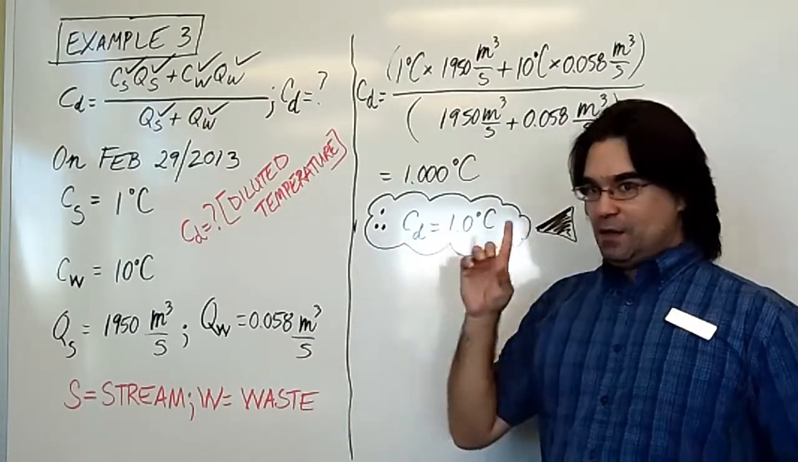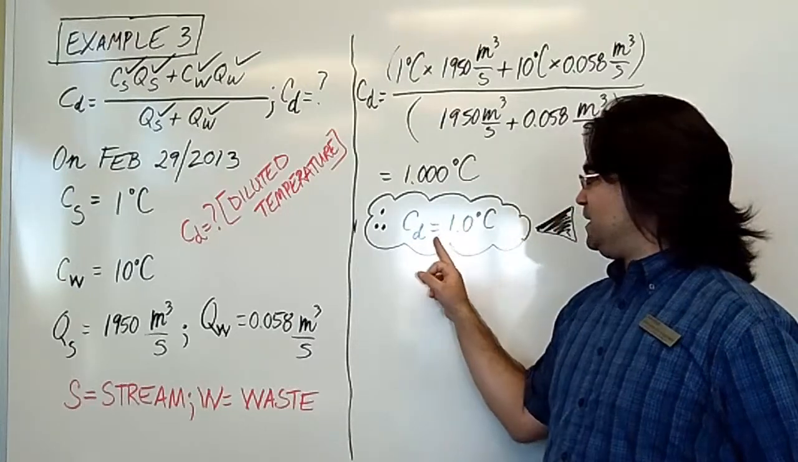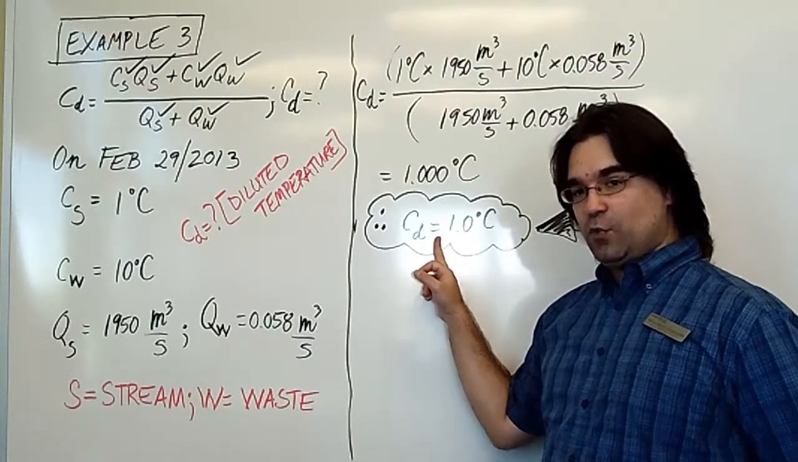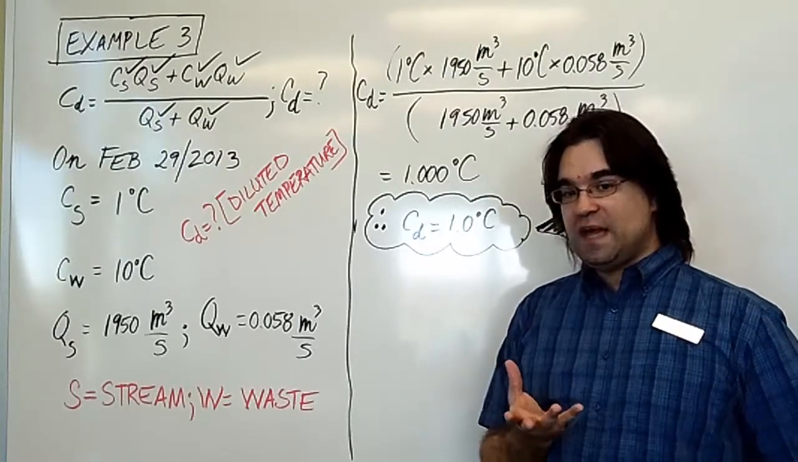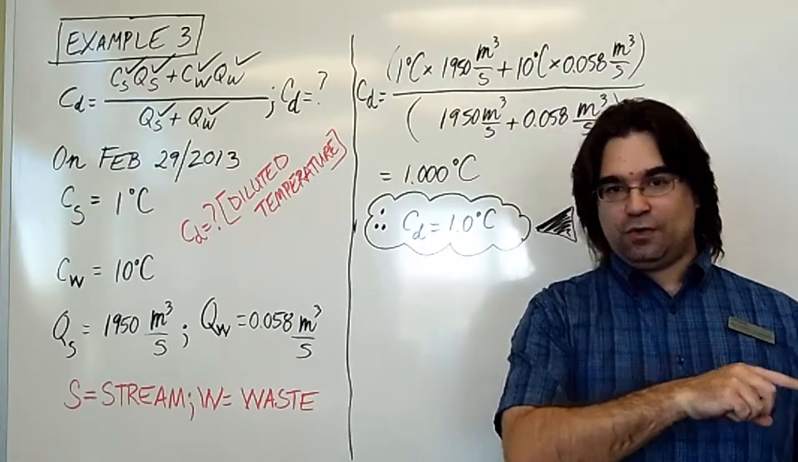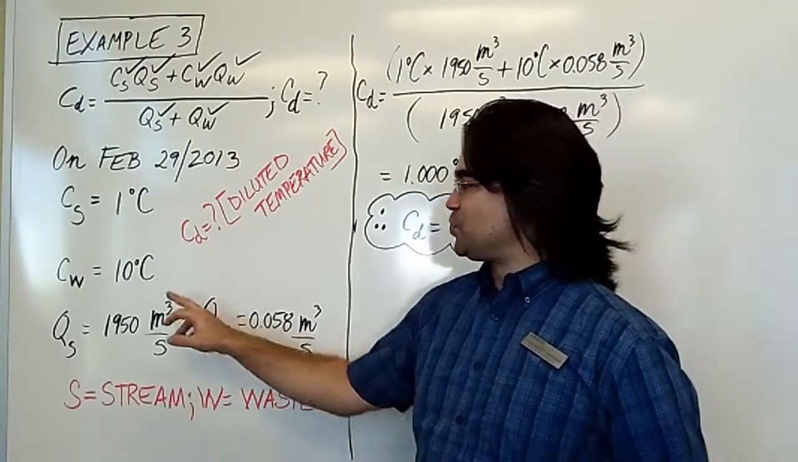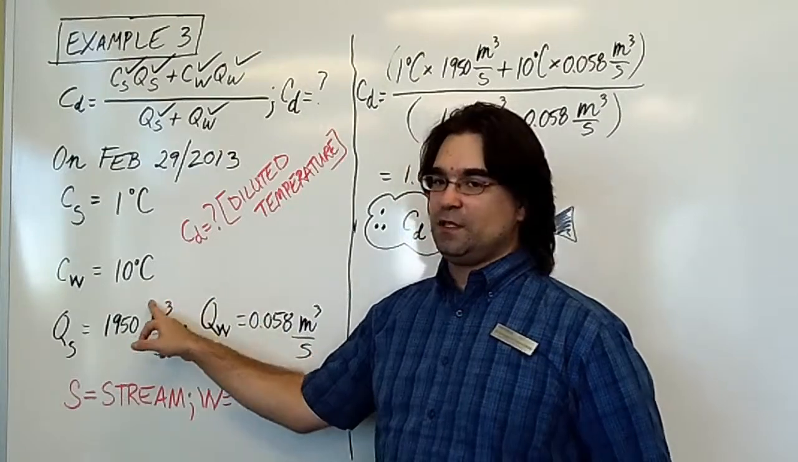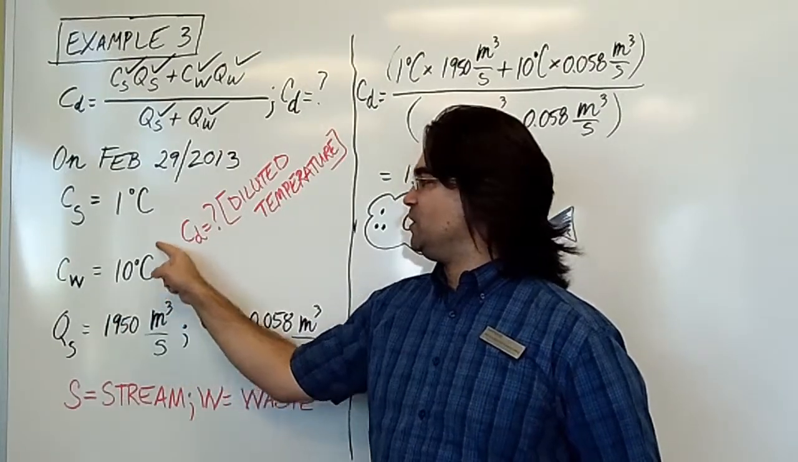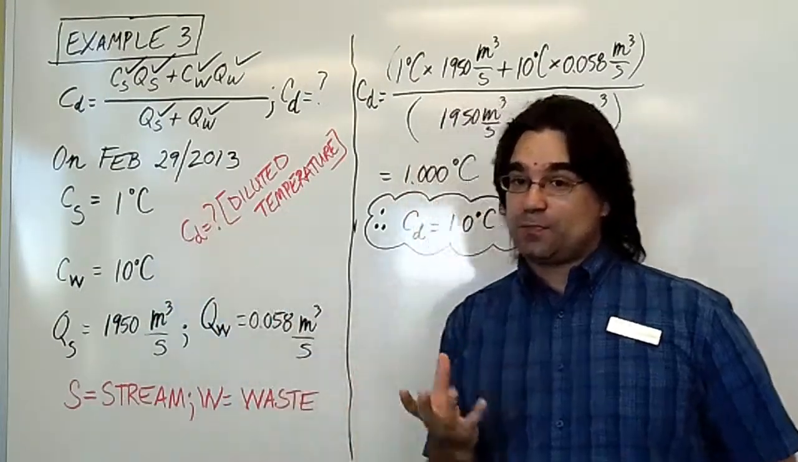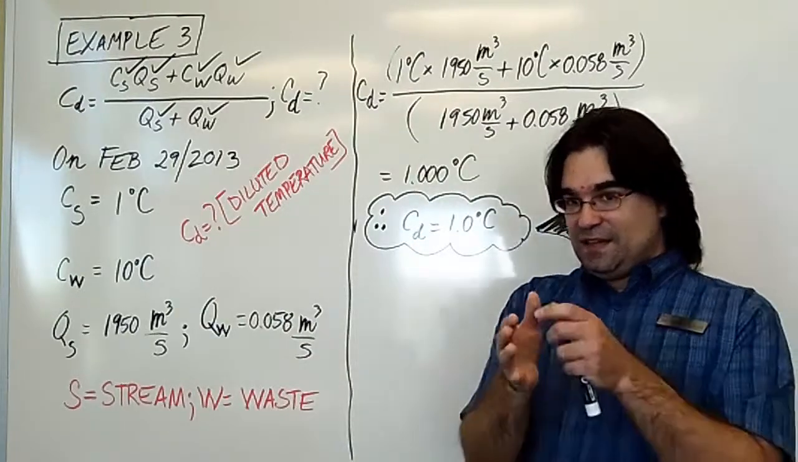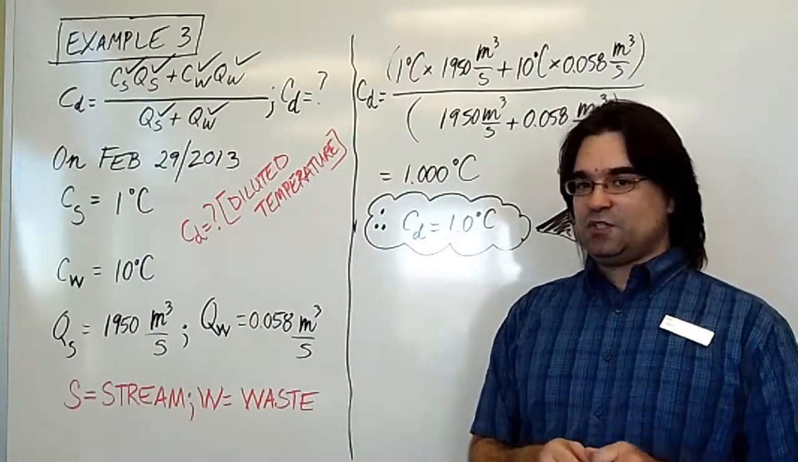One word of caution though. This is the effect on the Ottawa River, the diluted temperature after the mixing zone. Okay? The temperature closer to this waste and within the mixing zone is somewhere between these two temperatures. So there is probably a greater effect in that area, in the mixing zone.